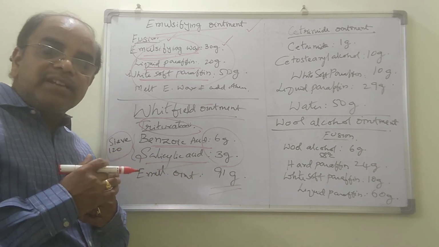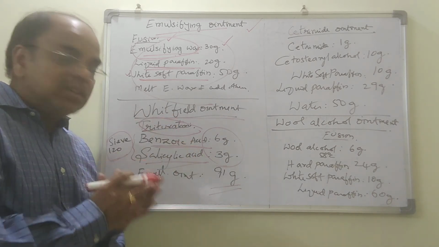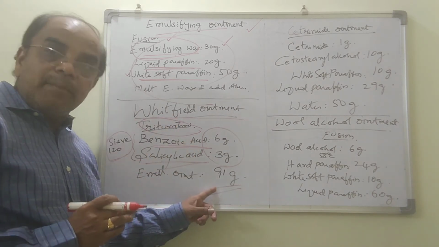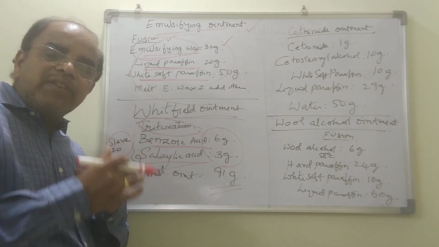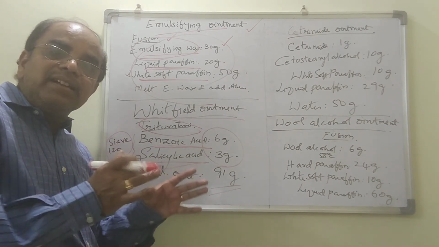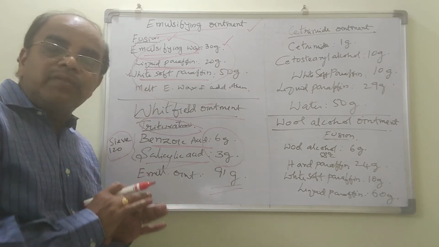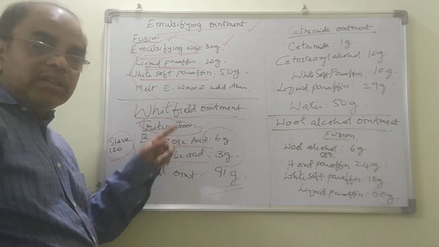Mix it together. It has become approximately 20 grams. You add the remaining portion of the emulsifying ointment. Like this, slowly you add the remaining portion of the emulsifying ointment. But don't mix everything together at a time. You cannot have uniform mixing. That is the preparation of the Whitfield ointment.